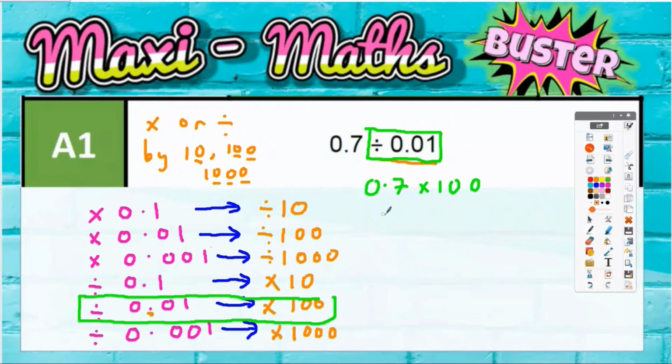And remember, when you're timesing by 100, all of the digits move 2 places forwards. So that 7 is going to move 1 place into the units column, another place into the tens column. So the 7 is going to end up in the tens column, and the units column will be empty, so we just fill it in with a 0. So the final answer to this question is 70.